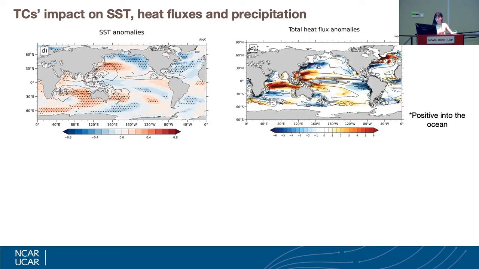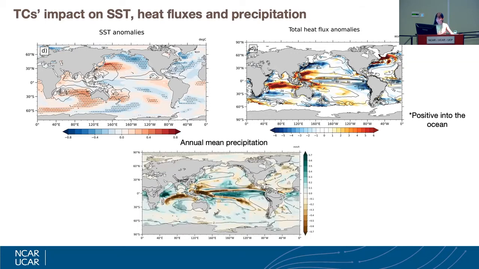We also found interesting changes in the surface heat flux patterns. Here, this figure shows the total heat flux. Positive means it goes into the ocean. So we see an increased heat flux in the Indo-Pacific warm pool area, and some increased heat release to the atmosphere in the equatorial region, as well as in the eastern equatorial Pacific. And there's some heat gain in the North Atlantic as well, some remote effects of TCs.